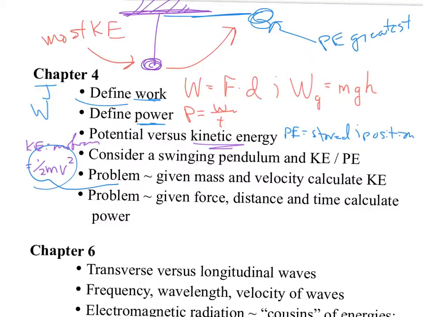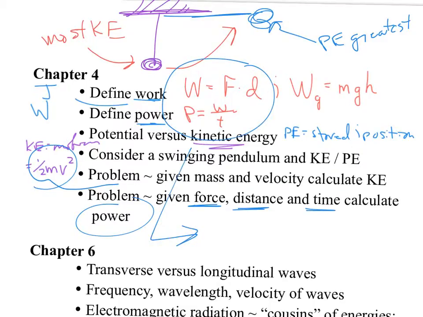The other one down here is given force and distance and time, calculate power. So it's kind of a combination of these. Okay, so power is equal to work divided by time. Work divided by time. Okay, and work, one way of talking about work is force times distance. So we could actually substitute in F times D up there, divided by T. That's your power. Okay?